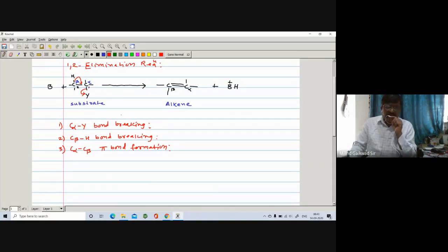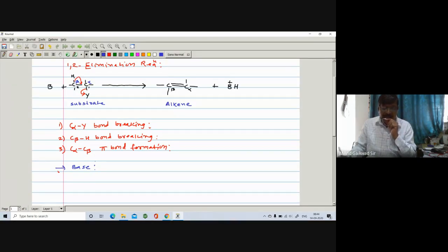So the bond between C alpha and Y breaks. The bond between C beta and H also breaks, and a new bond between C alpha and C beta is formed. So this is the process that takes place in this reaction. Now here we have also used a base. In this case we have used base. So this base may be anything. What is the base? Bases are substances which have the ability to abstract a proton.